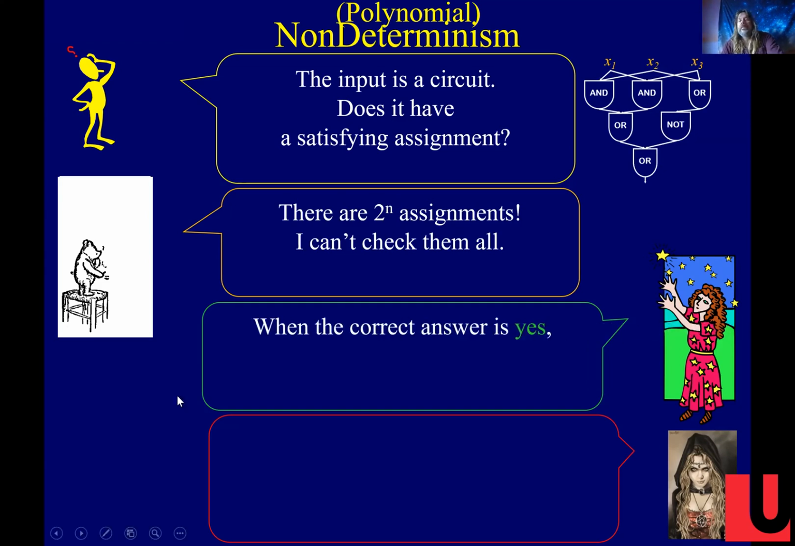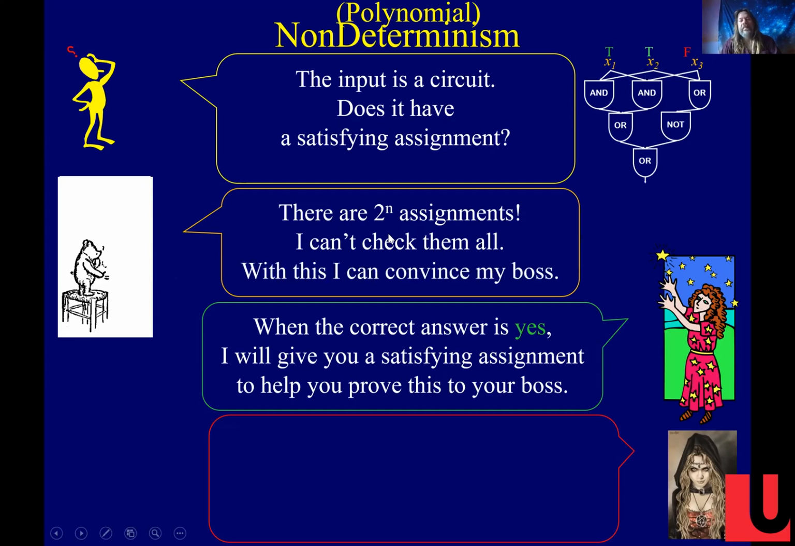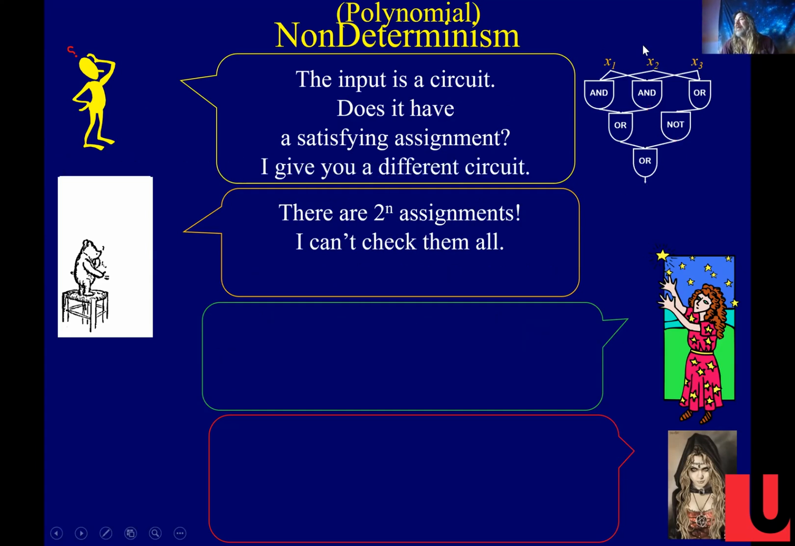All right. But if it's a yes instance, if the circuit does have a satisfying assignment, then that means there exists this object that witnesses the fact that it has a satisfying assignment, right? What's the witness? The witness is the satisfying assignment. She gives it to Pooh Bear, and then Pooh Bear can check that it's a good assignment, right? Remember how Pooh Bear can check it? It's a good assignment. It convinces the boss. The boss is happy, right?